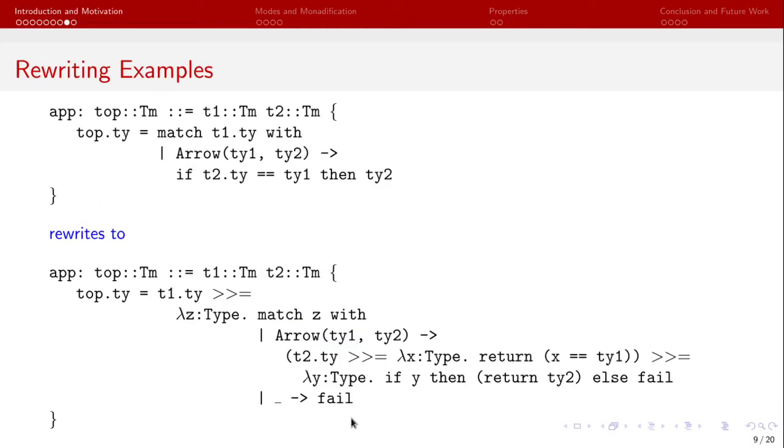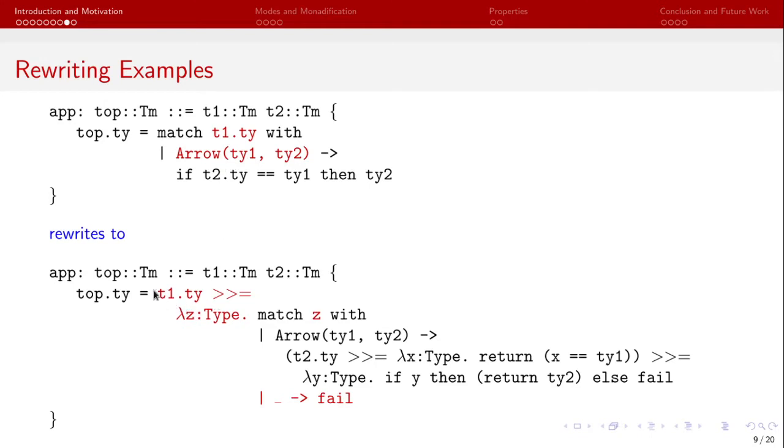Our second example is typing an application. Here we have a much simplified equation compared to what we had a little earlier. We match on T1's type directly to check that it's an arrow type. We don't need to consider whether T1 is typable or not.